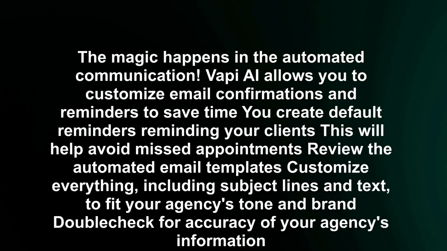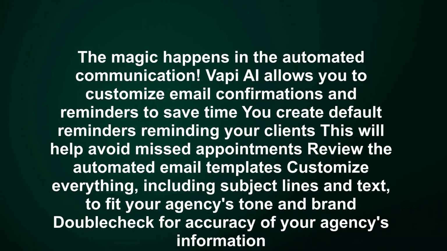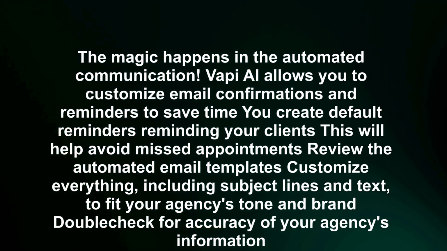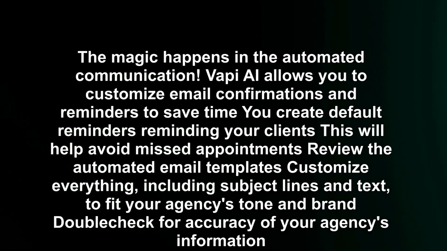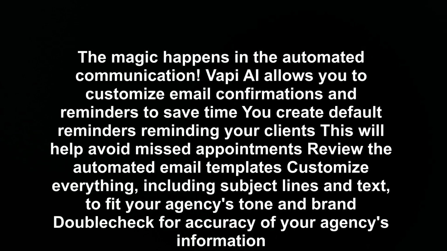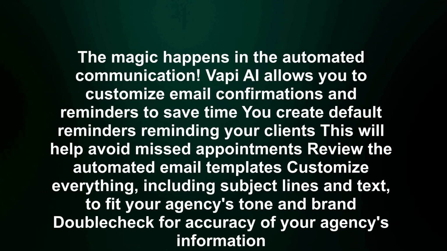Vapi AI allows you to customize email confirmations and reminders to save time. You create default reminders for your clients. This will help avoid missed appointments. Review the automated email templates. Customize everything, including subject lines and text, to fit your agency's tone and brand. Double-check for accuracy of your agency's information.